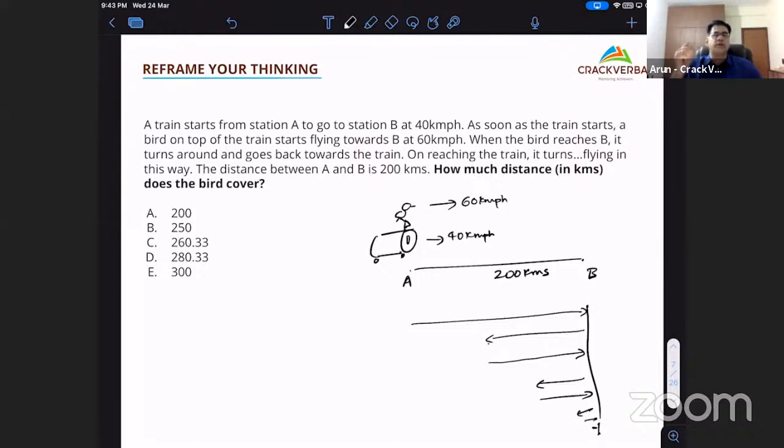Now, when you see the answer, what happens is you realize that the only formula that is required is speed is equal to distance upon time.